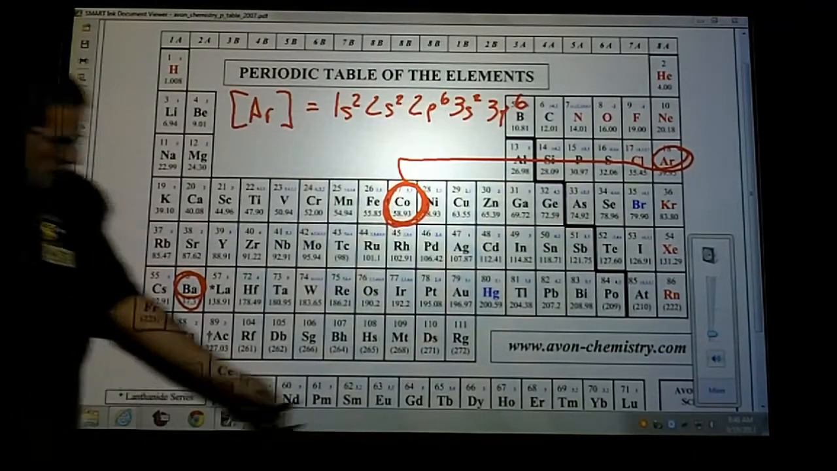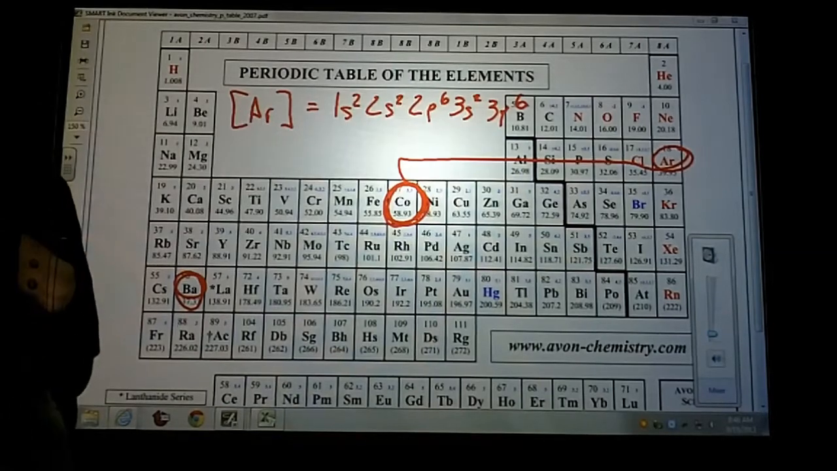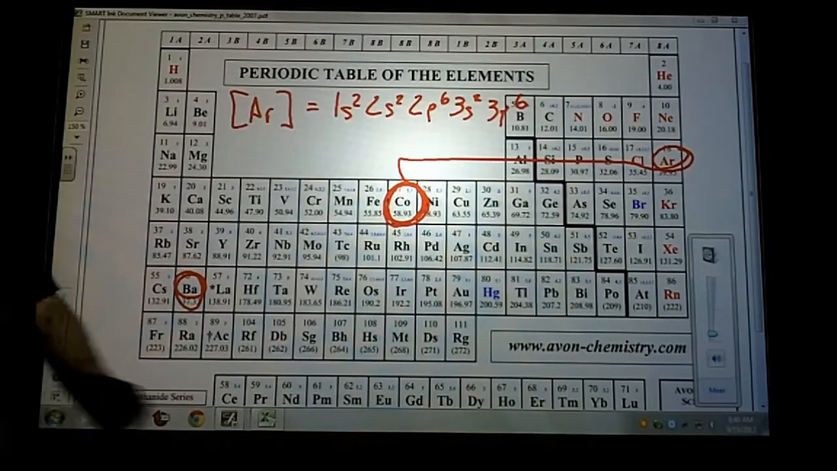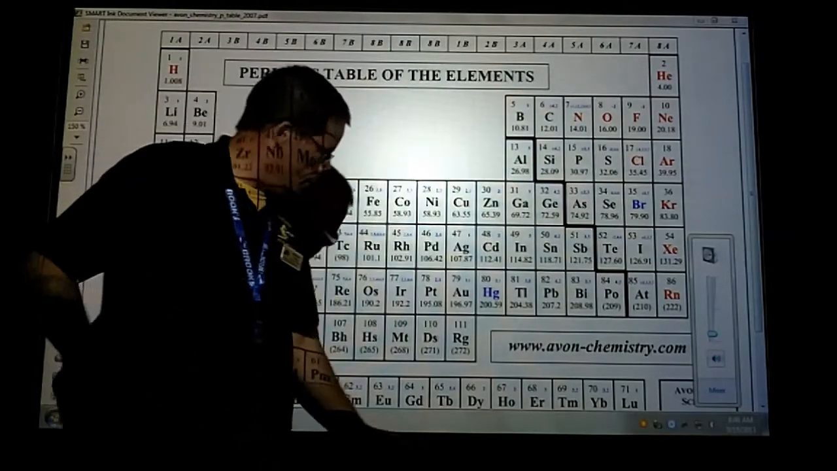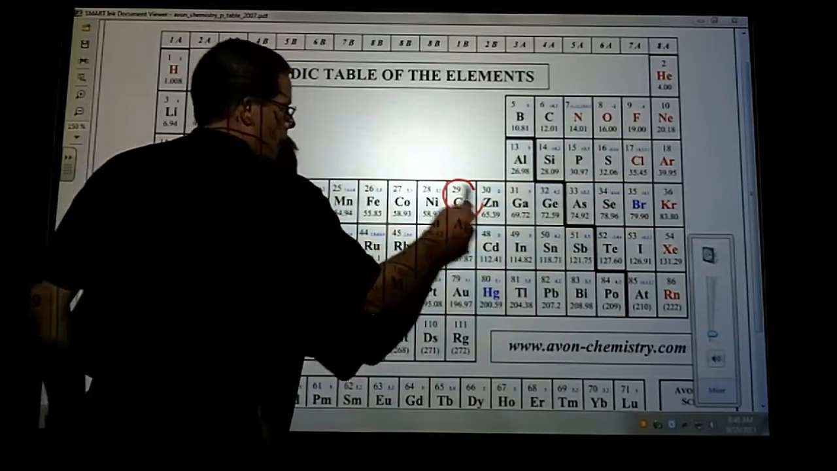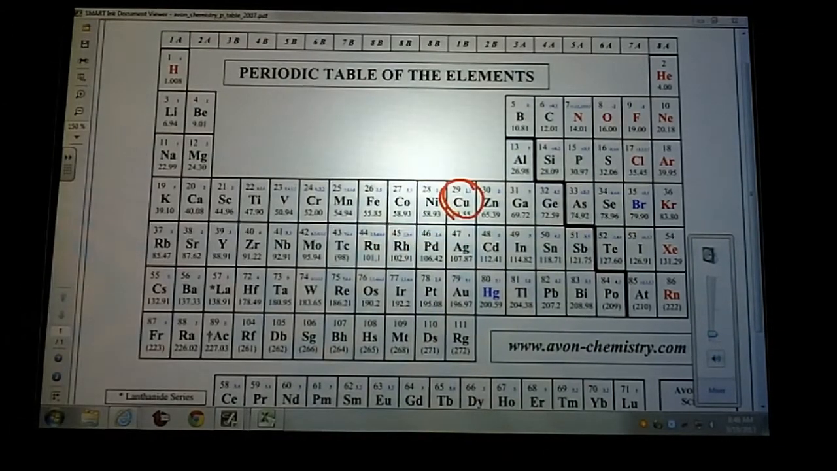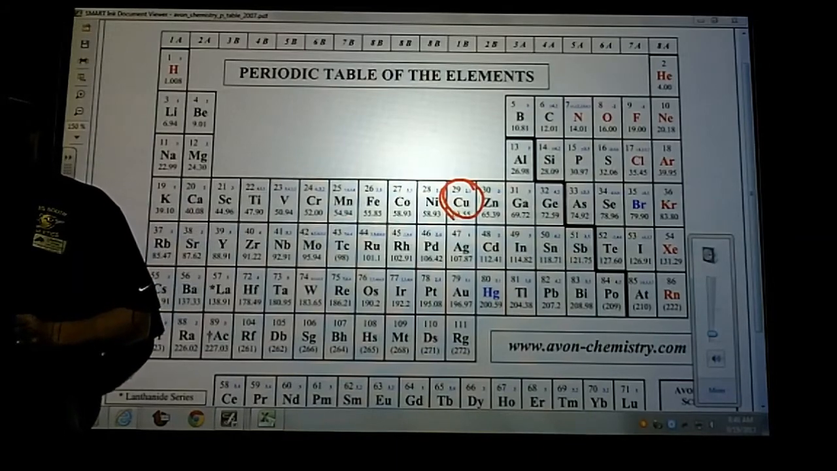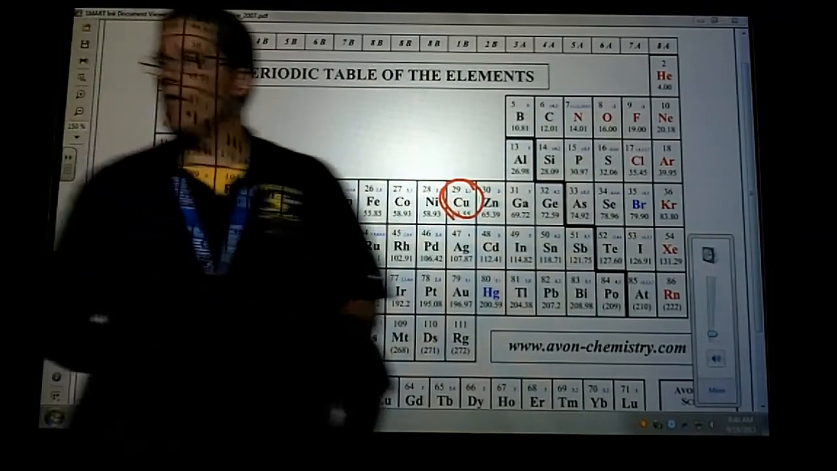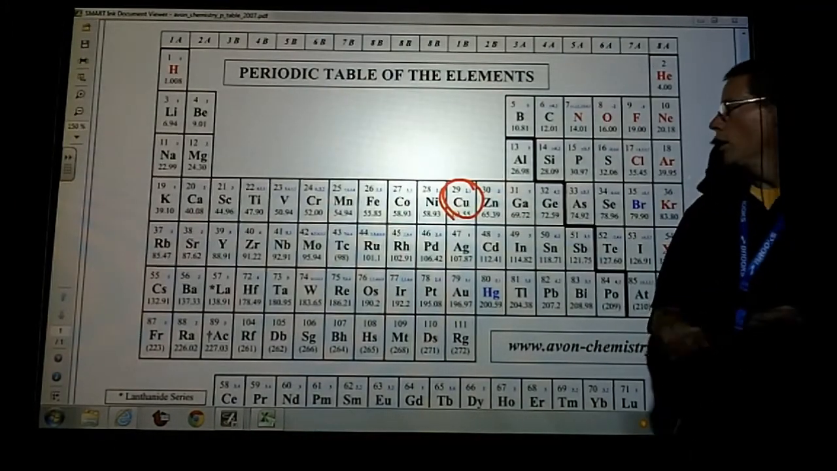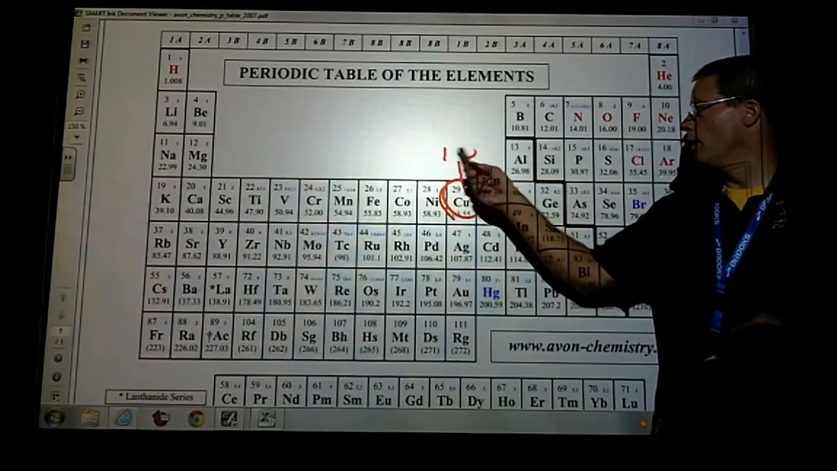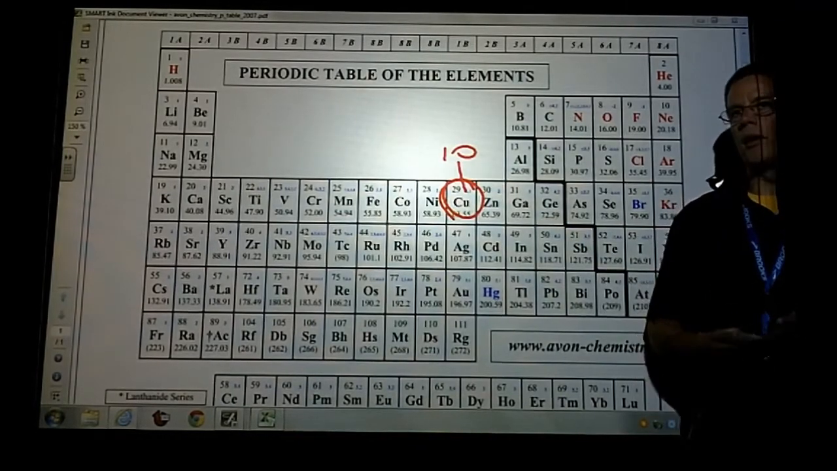How would you determine the number of d orbital electrons in copper? Copper is right here. As it sits right now, before we do anything, how many d orbital electrons do you have? 9. Can we move 1 or 2 over to make it full and have S either half full or empty? How many will we move? 1. So in this case, copper would have 10 because of the special stabilities.